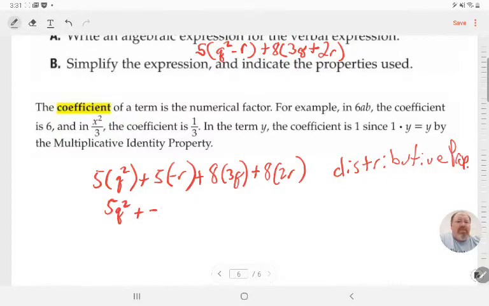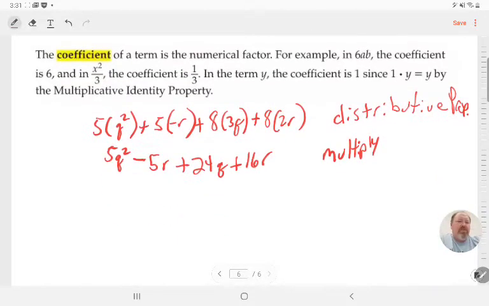Then I would just simply multiply that, and I would get 5q squared minus 5r plus 24q plus 16r, I believe. Okay? And that would be multiplying. And I have to write these steps out because it told me to. It asked me which rules am I using, which property.